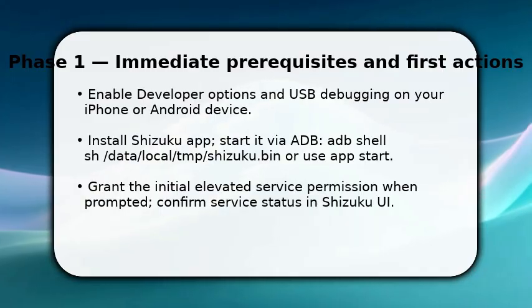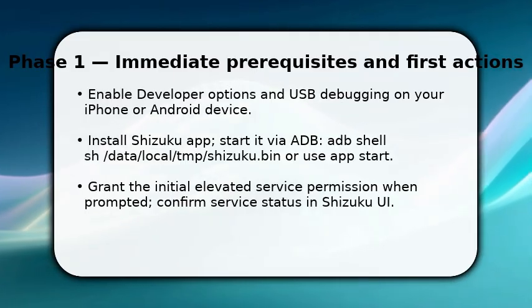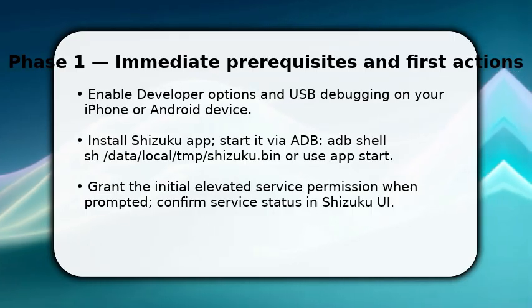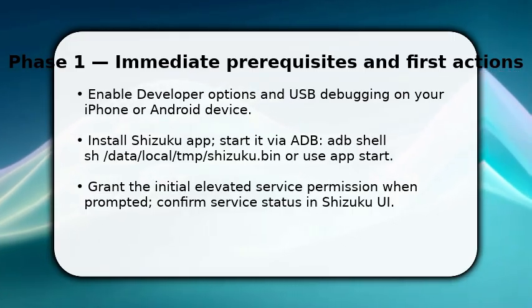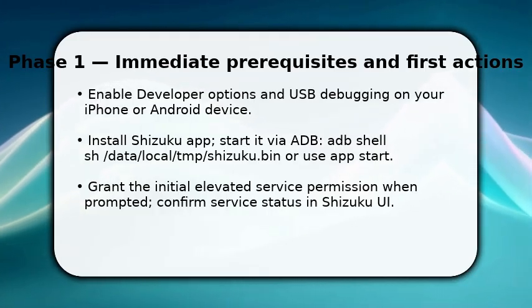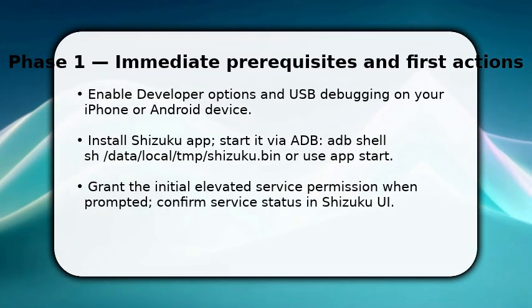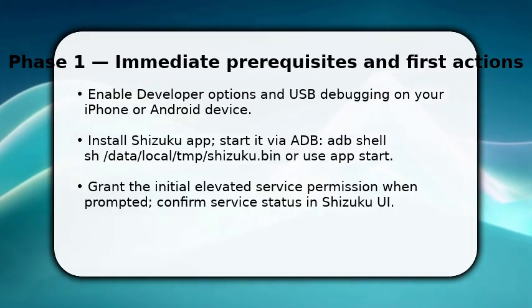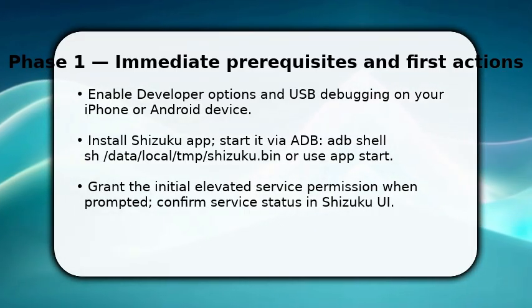You begin by preparing the device and launching Shizuku so privileged file access becomes available. First, enable developer options and USB debugging, then install the Shizuku APK and start its service. Use ADB start if the app can't elevate itself. Once done, grant the Shizuku service permission inside the app. This creates an elevated API bridge.